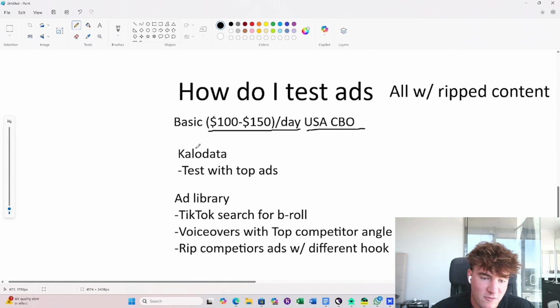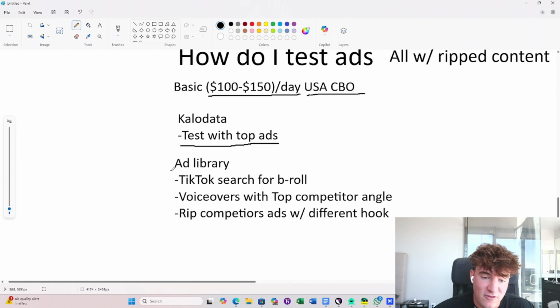So when you're ripping from Kalodata, you're going to want to just test with the top ads. Obviously, like I said before, if those ads are already in use, you can go to page 2 or page 3 and get ads from there. I wouldn't really scroll anywhere past that just because those ads are going to start to get a little shaky. They're not going to be as good. So try to test with the top ads.